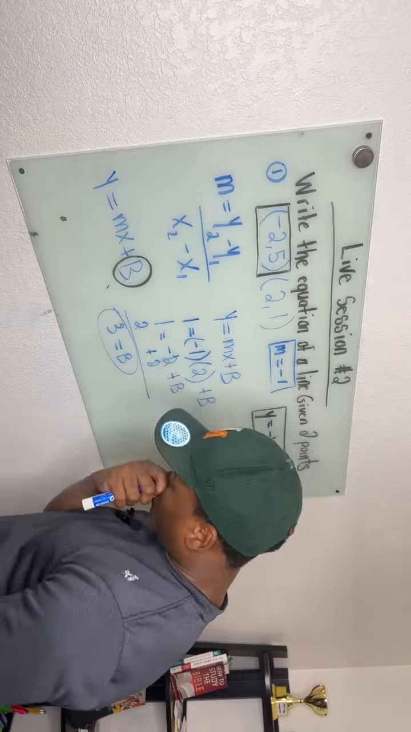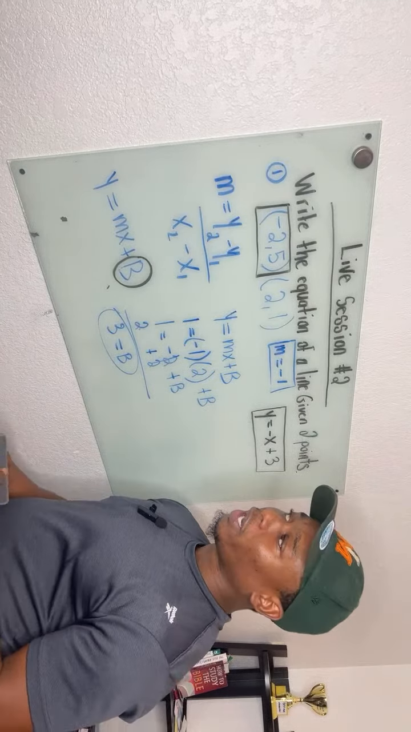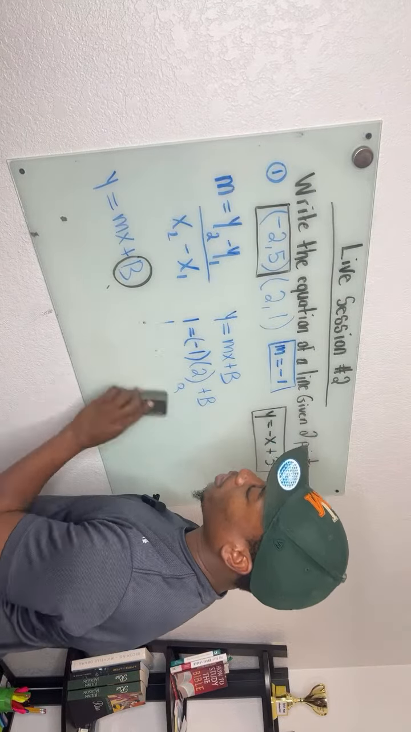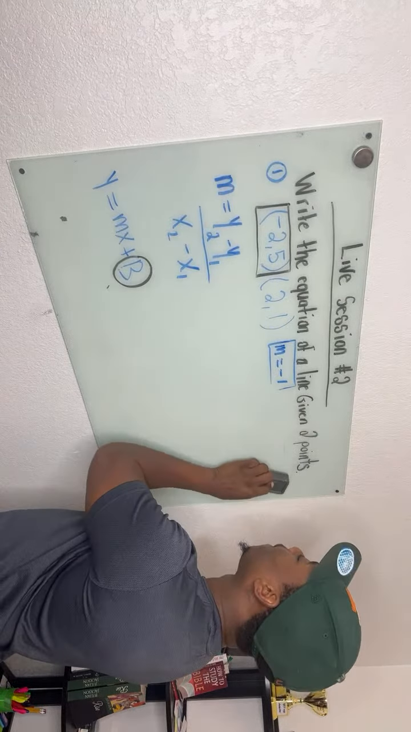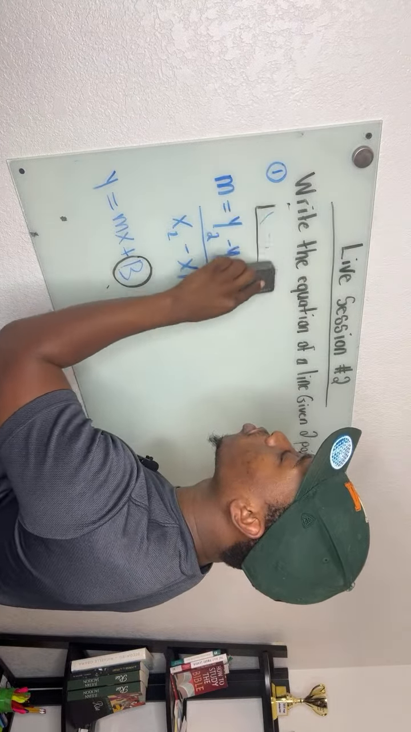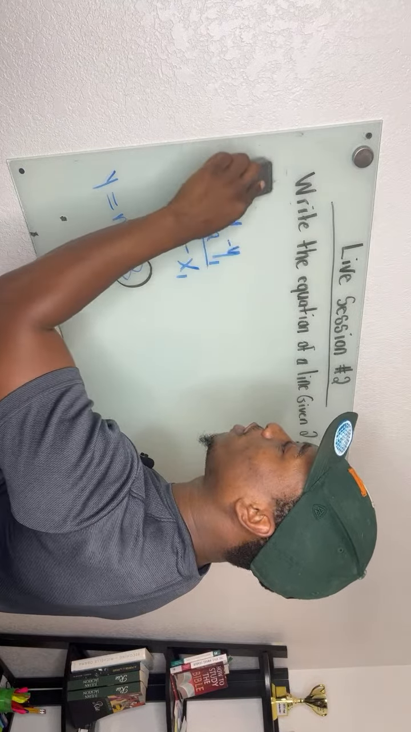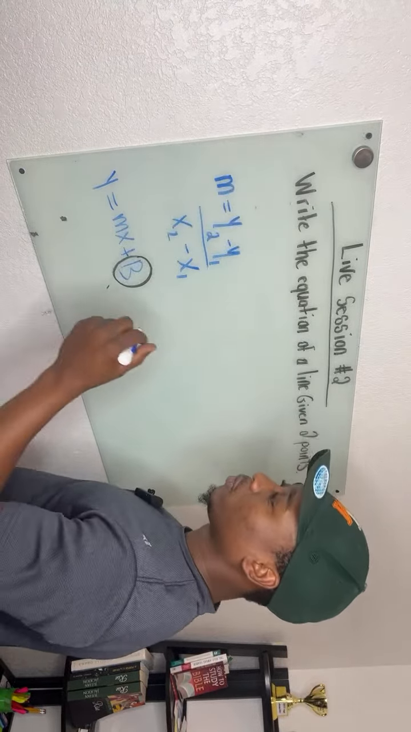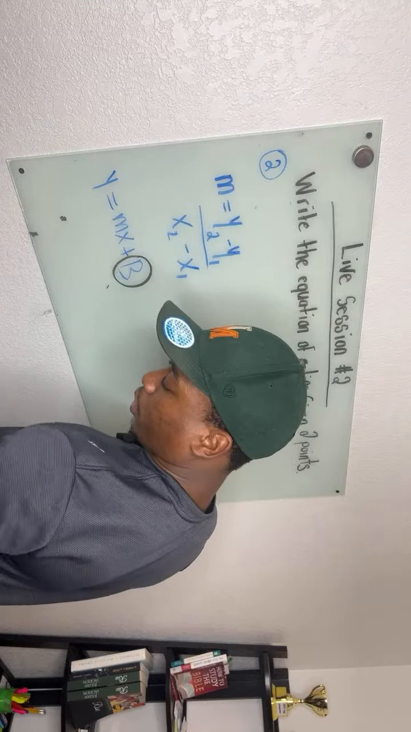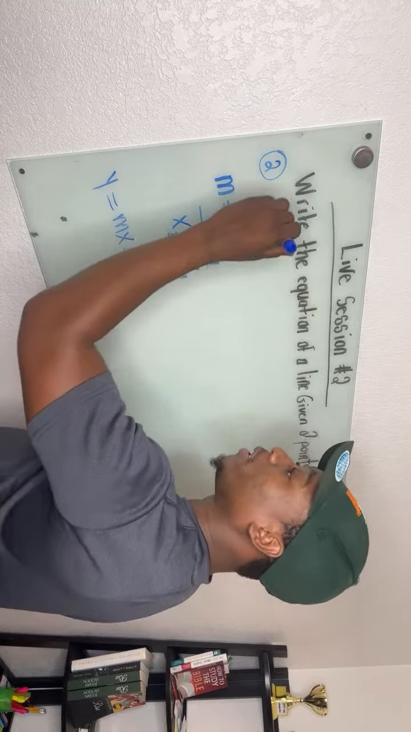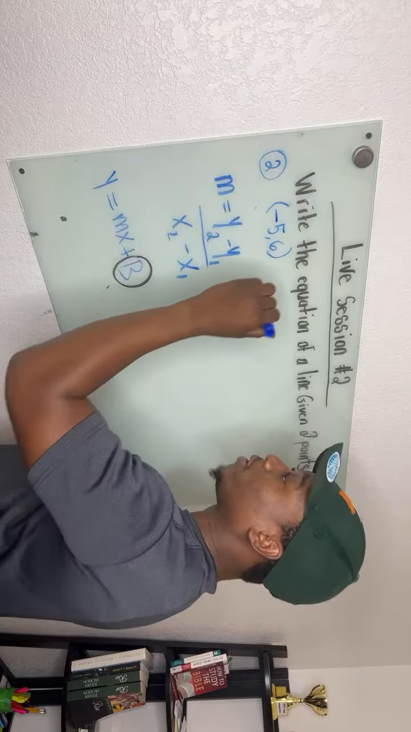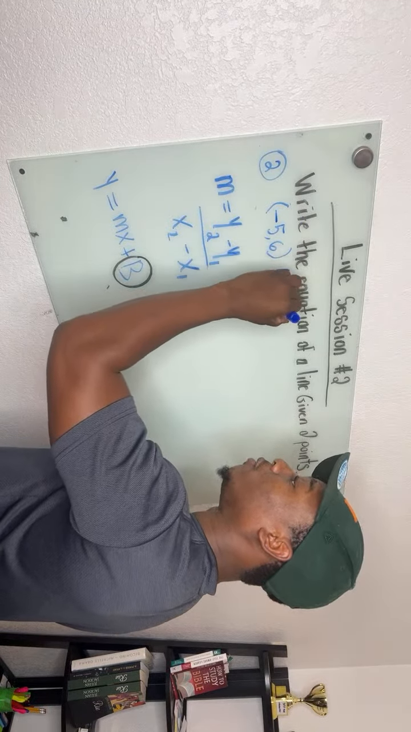Okay, so now I'm going to take a break and we're going to switch the problem. We're going to use different numbers and go through this process one more time. All right, so this is problem number 2. They give us 2 new points. The new points are -5, 6, and our second point is 5, -2.